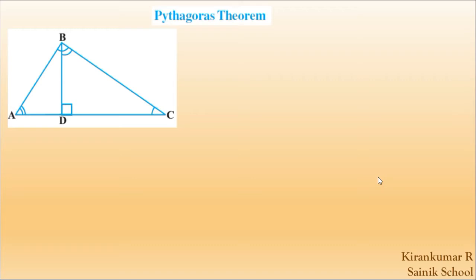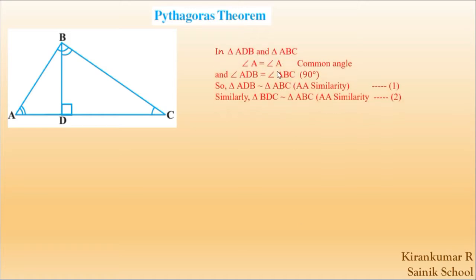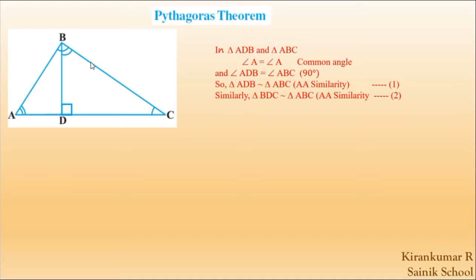Before we get into the actual proof, I want you to observe, in a right-angled triangle, say ABC, right-angled at B, if we draw a perpendicular to the hypotenuse AC, what things we can observe? I have considered the part ADB inside the triangle ABC. I am going to compare these two triangles.